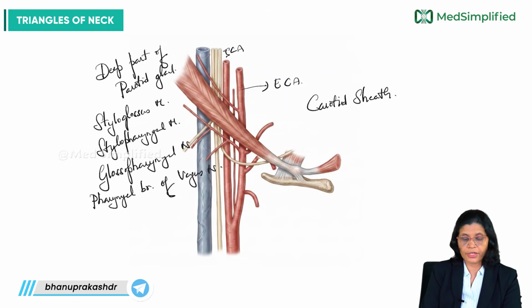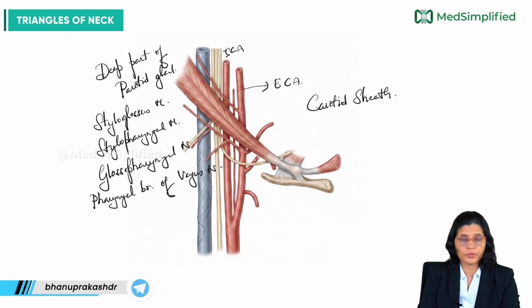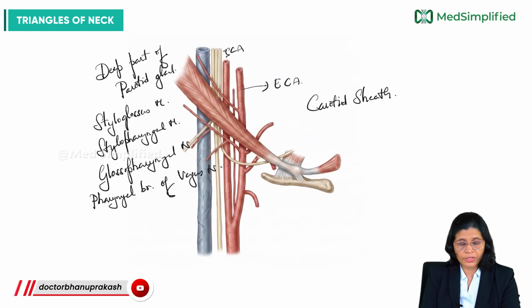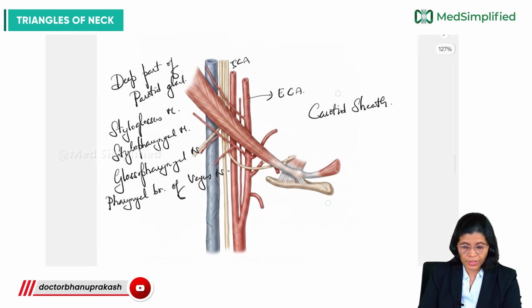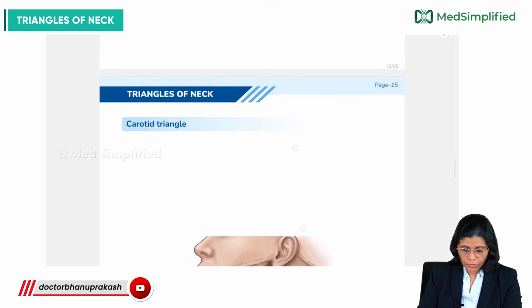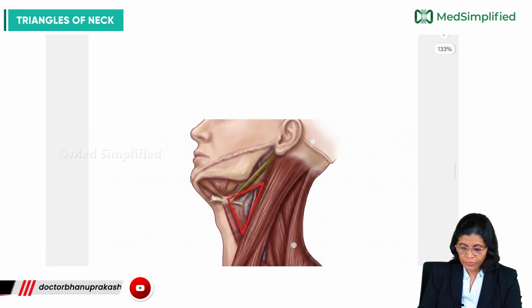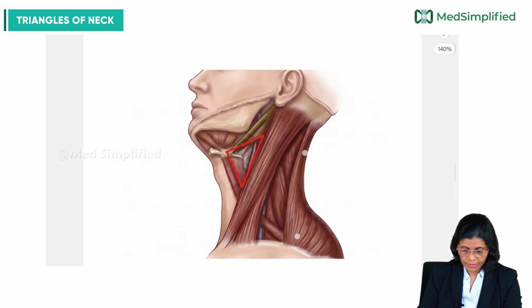Okay, so these structures, the deep part of the parotid gland, the styloglossus muscle, and the stylopharyngeus muscle, which is supplied by the glossopharyngeal nerve, run together, and we also see the pharyngeal branch of the vagus nerve. So these structures form the contents in the posterior part. Next we will move on to the other important triangle of the anterior region.